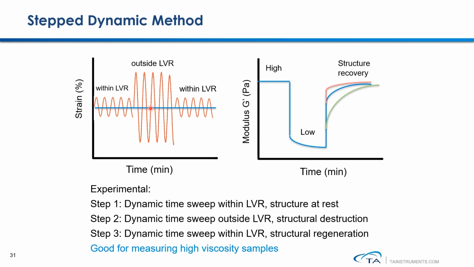Then when we jump back into the third step, we're using a small amplitude again to perform a time sweep. During the third step, the time it takes for the sample to recover its structure is monitored as a function of time. This method is good for testing some of those high viscosity samples, those samples that may slip in a flow type of measurement.